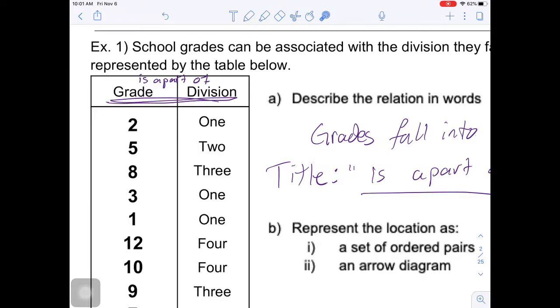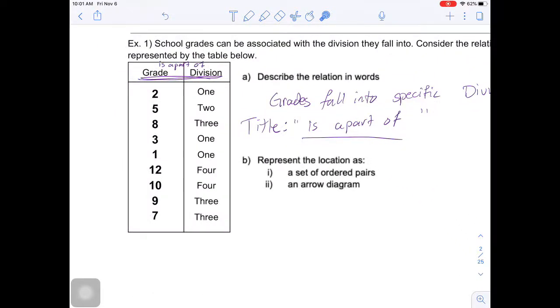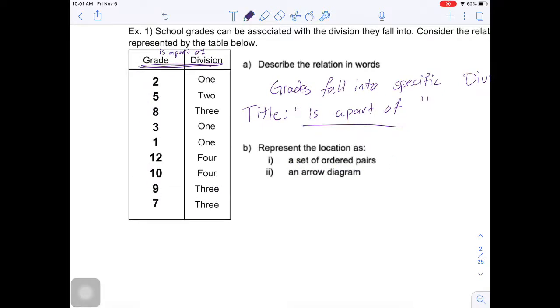So now we can read it as grade 5 is a part of division 2, right there. Okay, so let's represent the location, so these guys, as a set of ordered pairs. Okay, so let's go with I here. So ordered pairs, remember, is each individual element in our left-hand column is related to a right-hand column.